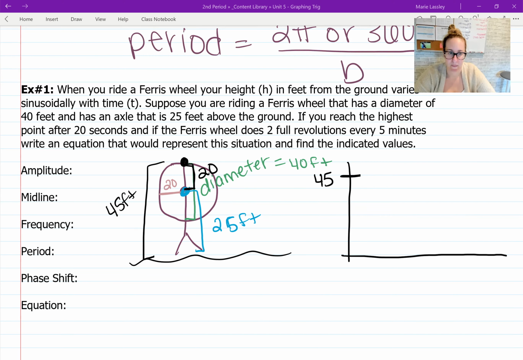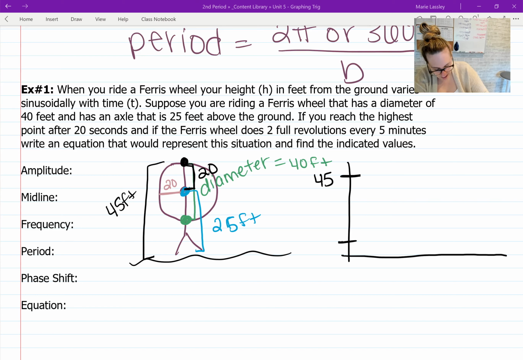Now, the lowest point. When we're riding this Ferris wheel, we're never going to actually hit the ground. That would be bad. That would mean the Ferris wheel broke. So the lowest we're going to go is this bottom point right here. If the highest point is 45, we can find our lowest point by doing a little bit of subtraction.